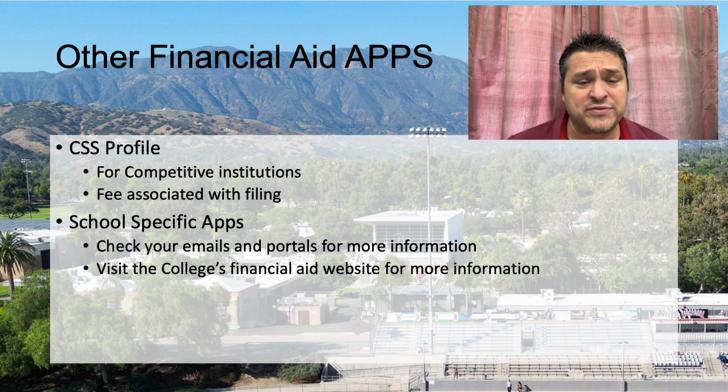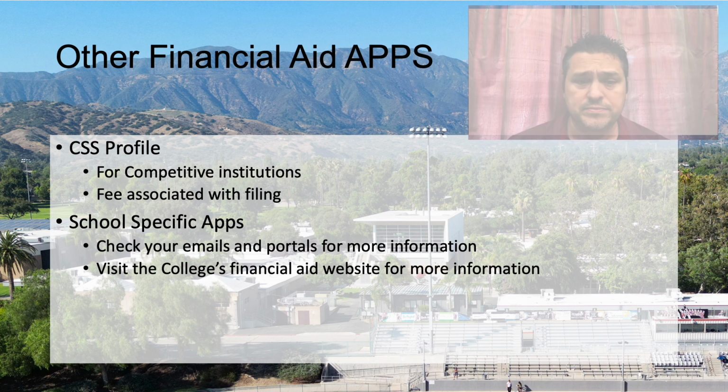Other schools will have school-specific apps. This is becoming more common as the FAFSA is being delayed this year. Colleges will email you or put information on your school portals if you need to fill out a school-specific app. You can always visit the college's financial aid website for more information.